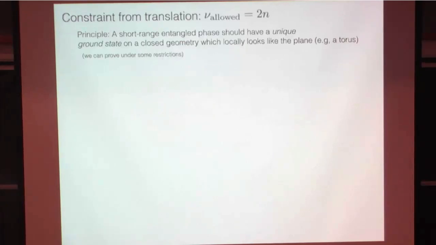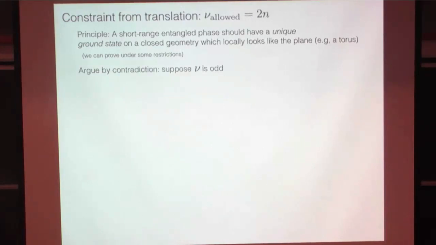Okay, so here's how the argument works for translation. I'm going to have to appeal to a certain principle that we think is true about short-range entangled phases. And that's if you take one of these short-range entangled phases and imagine defining the Hamiltonian on some system like a torus, which locally looks like the plane but is now compact, it should still have a unique ground state. So short-range entangled phases should have unique ground states. Okay, so how can I use that to derive a constraint? I'm going to argue by contradiction.